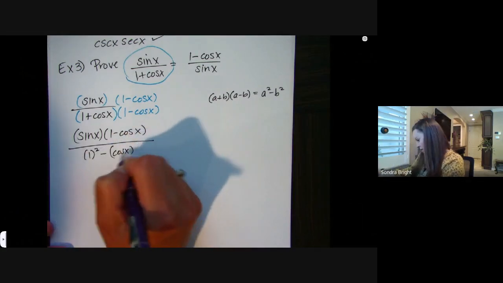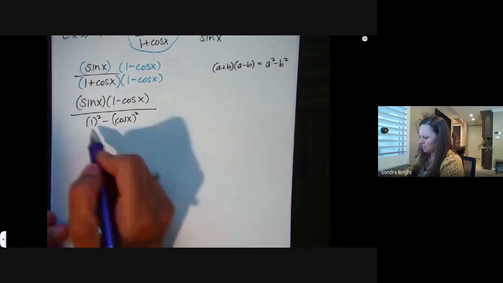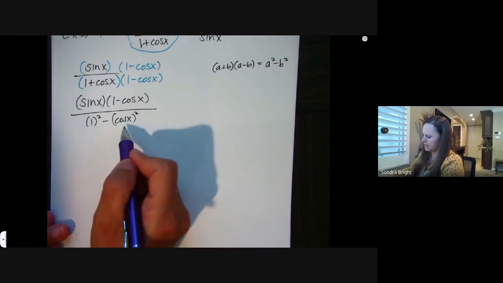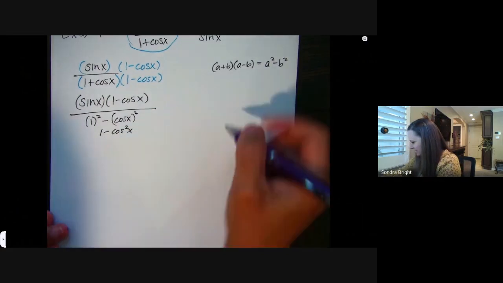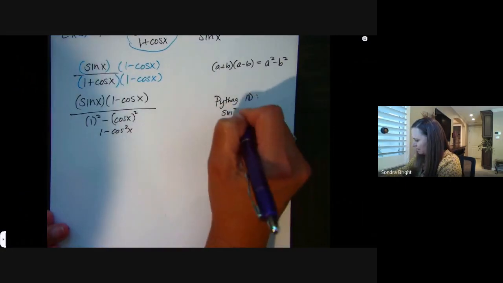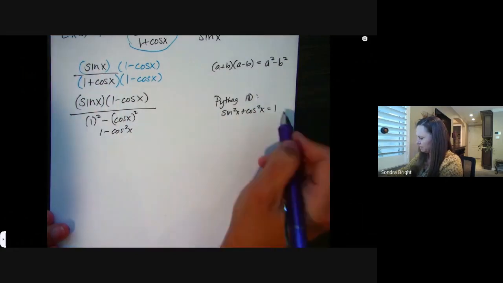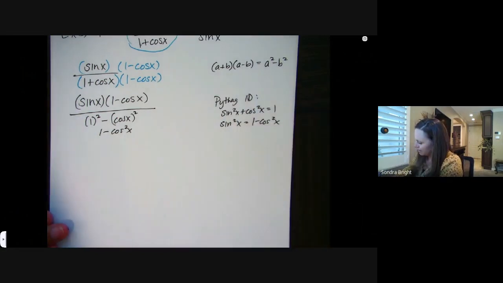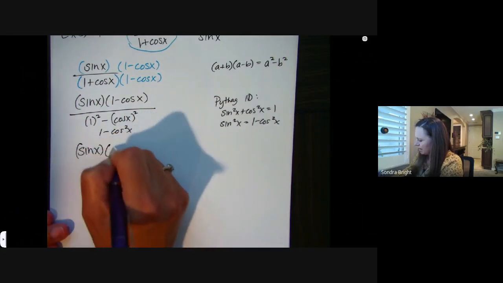Yeah? Okay. Well, what happens there? Well, this is 1 minus cosine squared. That's a Pythagorean identity. Remember, the Pythagorean identity says that sine squared plus cosine squared is equal to 1. And if you subtract cosine squared from both sides, you're left with sine squared. We already did that in a different problem, right? Okay, so that means I've got sine of x times 1 minus cosine of x divided by sine squared.